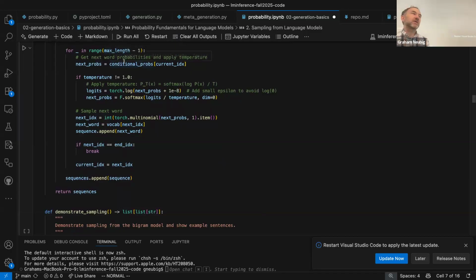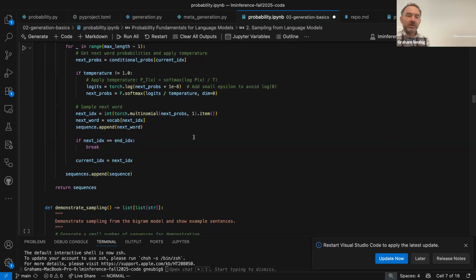And actually, this max length is important when you're using any sort of neural network or deep learning based language model, because it may go on forever if you're not careful. So you need to set this so you don't run out of memory.